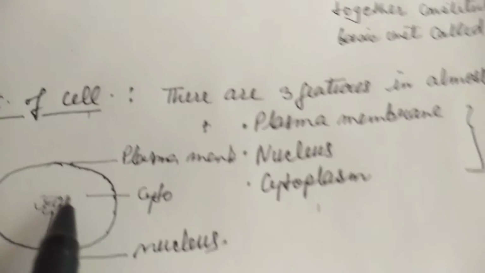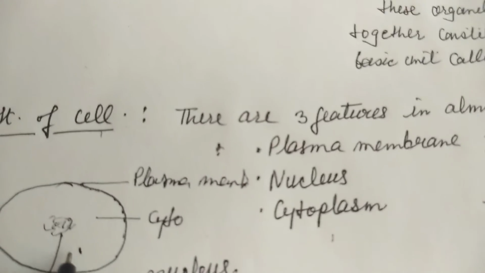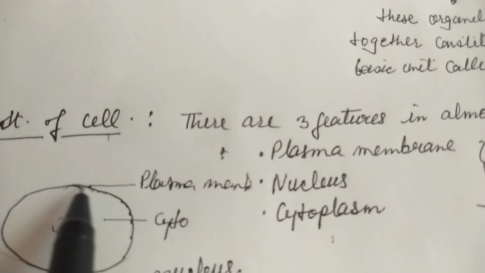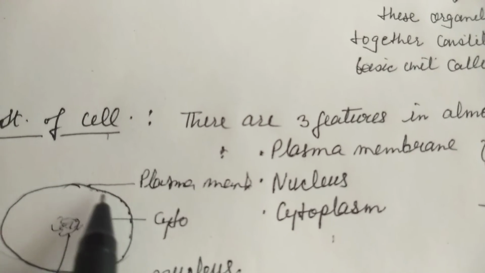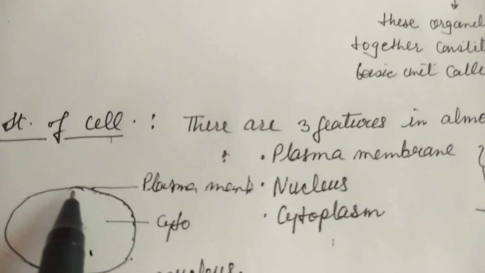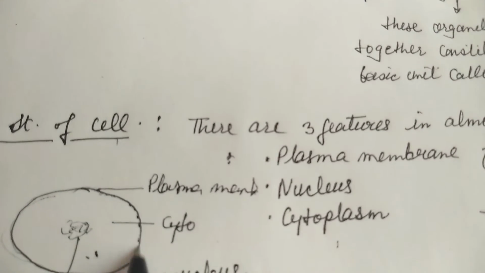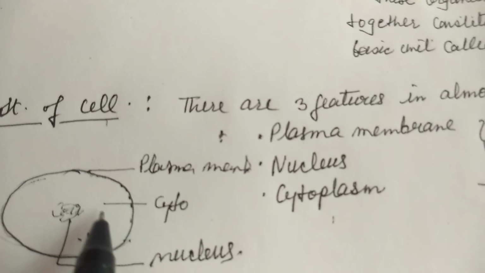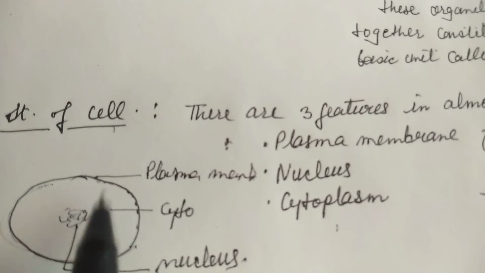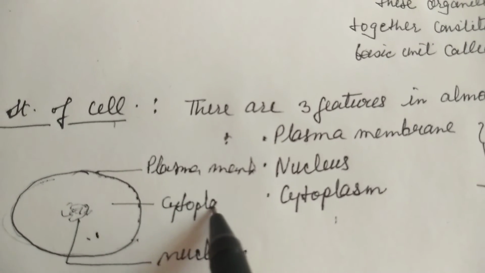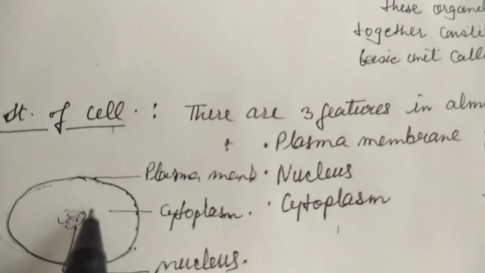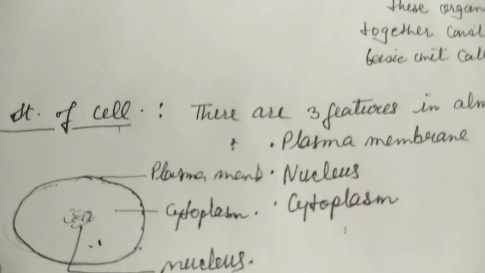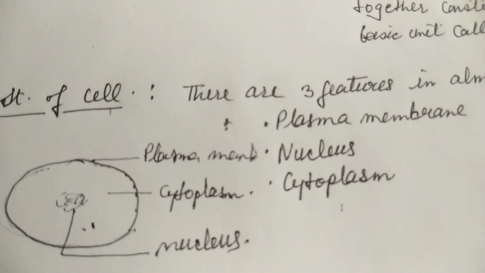In the cytoplasm, a number of other organelles are present that we'll also study. The plasma membrane: how it performs all the functions, what its structure is, how it looks. It doesn't look like this one line, so it has some structure. And this portion is cytoplasm, right? And what this cytoplasm is made up of, that also we'll study in detail.